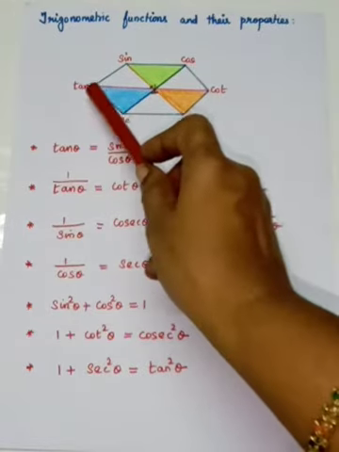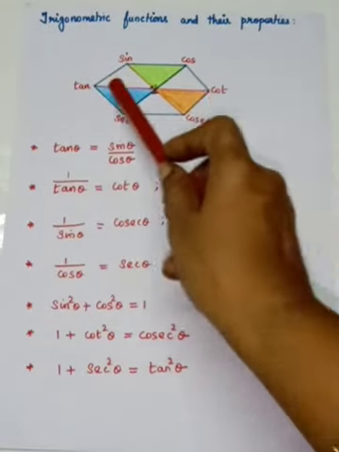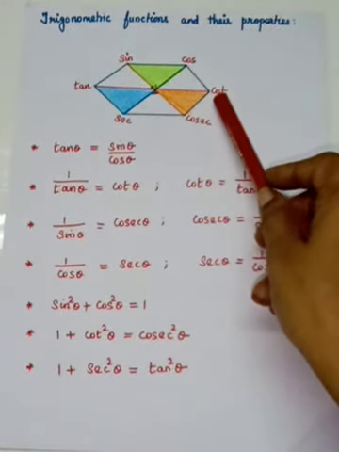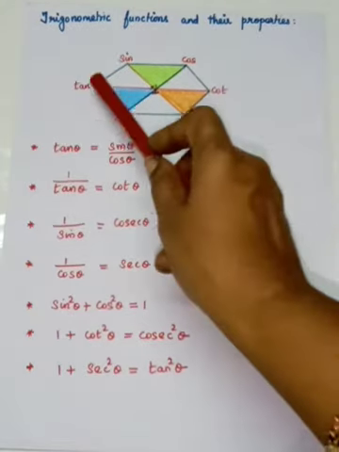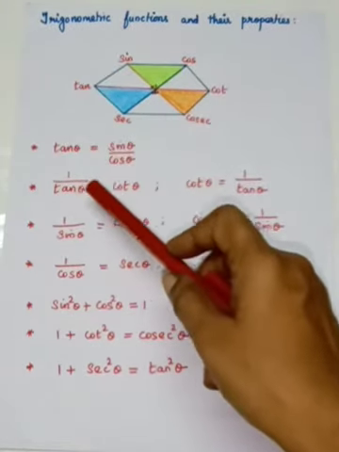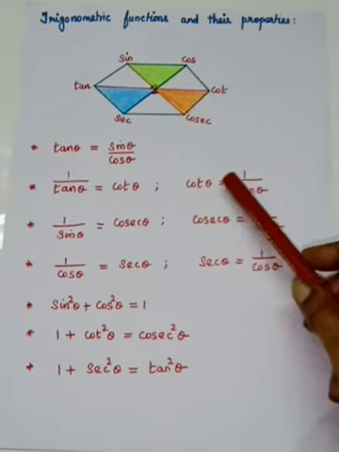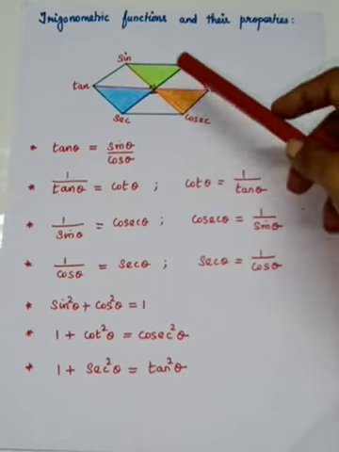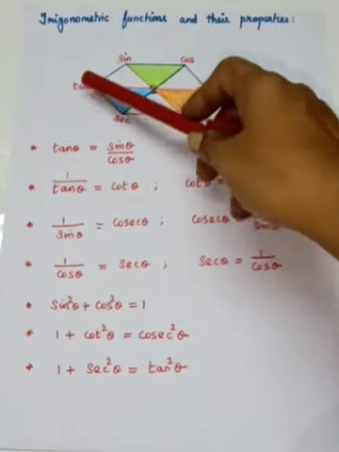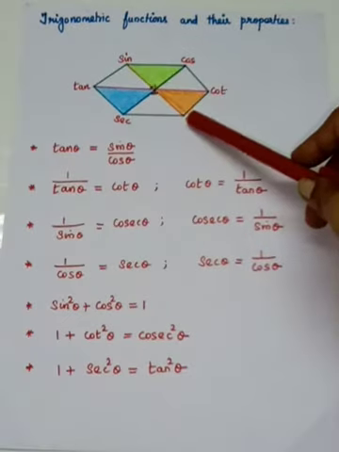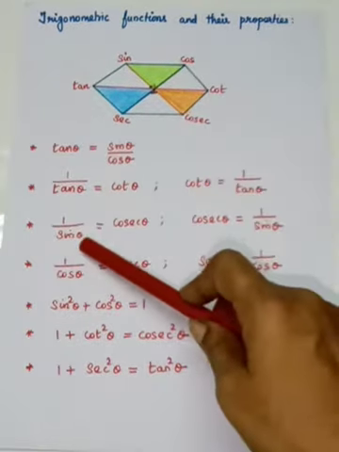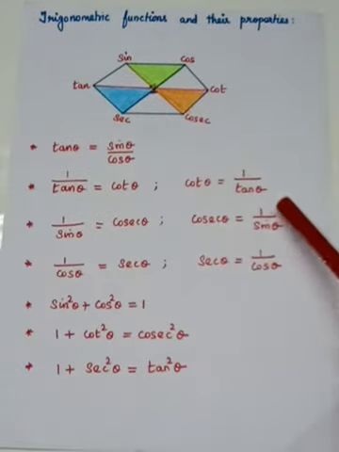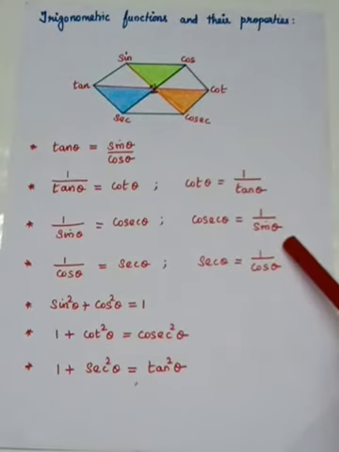And you see that opposite tan theta you are having cot. So the reciprocal of tan theta is equal to cot theta and the reciprocal of cot theta is equal to tan theta. So 1 by tan theta is equal to cot theta. So you can get that formula. Next, after finishing tan, if you go to sine, you see that opposite you are having cosecant. So the reciprocal of sine theta is nothing but the cosecant theta, and cosecant theta is equal to 1 by sine theta. You can learn that formula also.